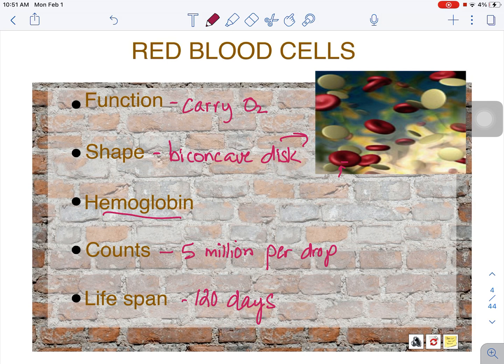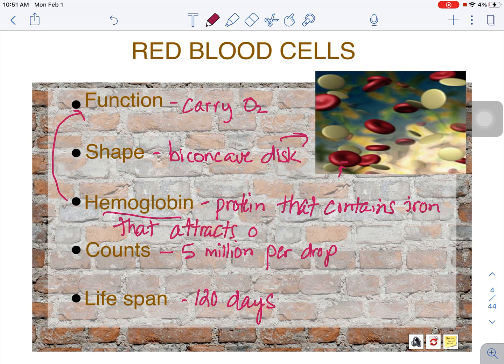All right, so hemoglobin. So again, the function of red blood cells is to carry oxygen. The reason they can do that is because there is a protein in the red blood cells that has an affinity for oxygen. So this is a protein that contains iron that attracts oxygen. So the reason that blood cells can carry oxygen is because of hemoglobin. So it contains iron as part of it, and iron and oxygen have an affinity for each other.